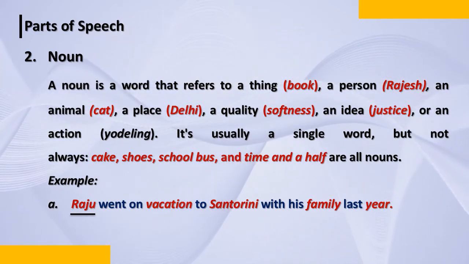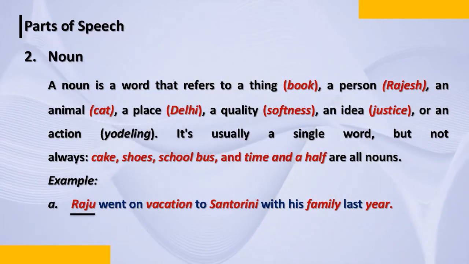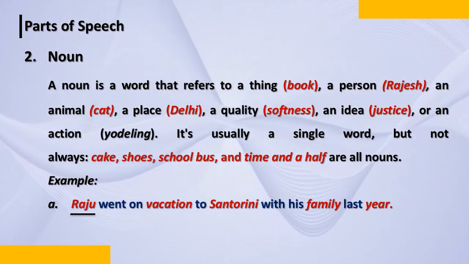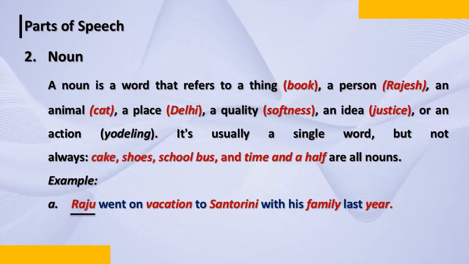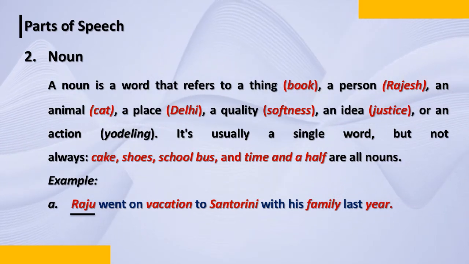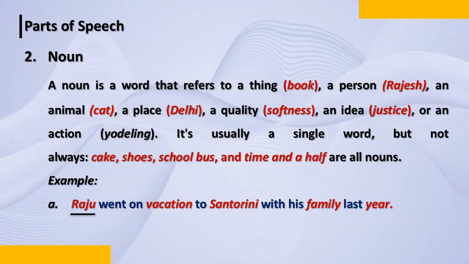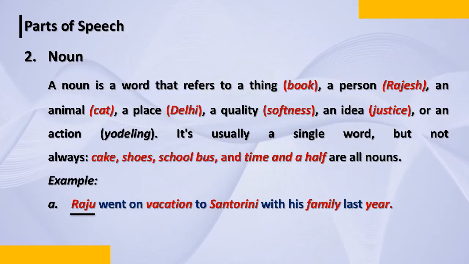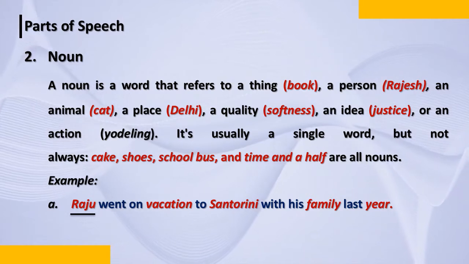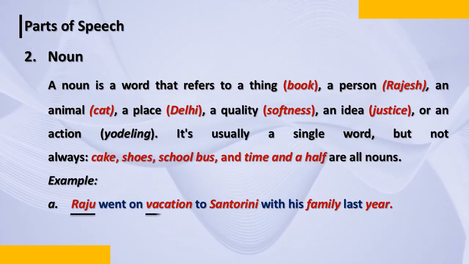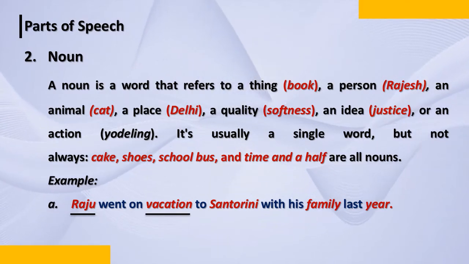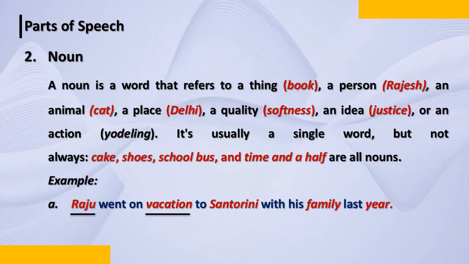Example, "Raju went on a vacation to Santorini with his family last year." Now what are the nouns in this sentence? The very first one I have marked for you, Raju. The name of a person. Raju is the name of a person, and that is a noun. Then you have vacation. Vacation is a name for a different type of trip.